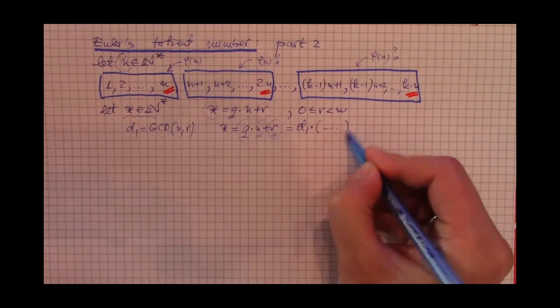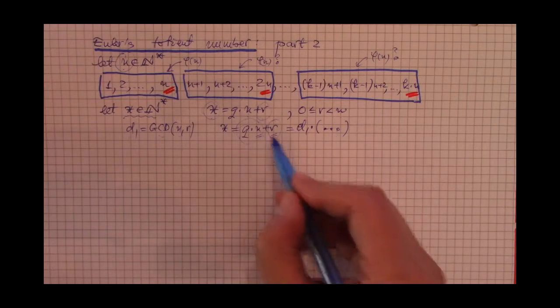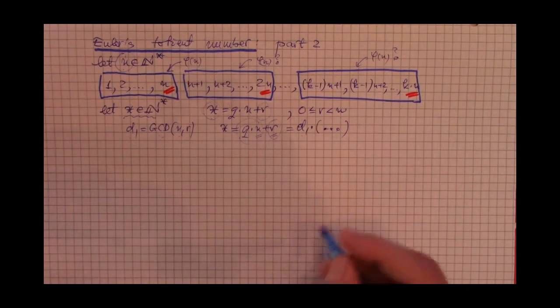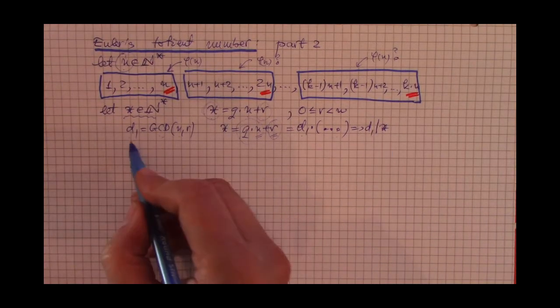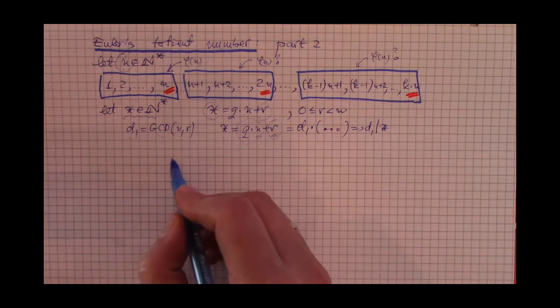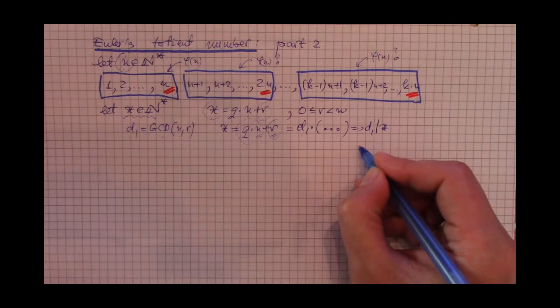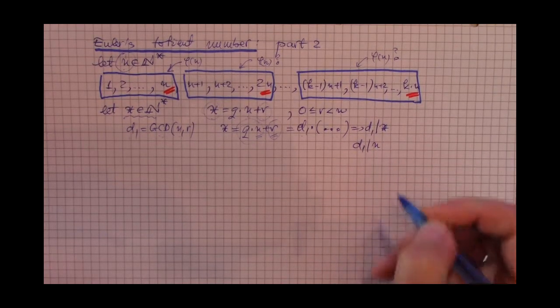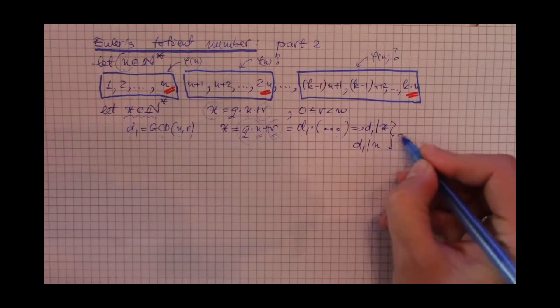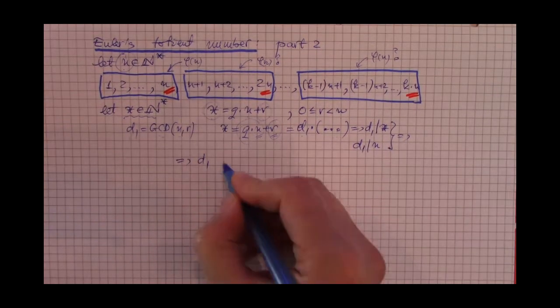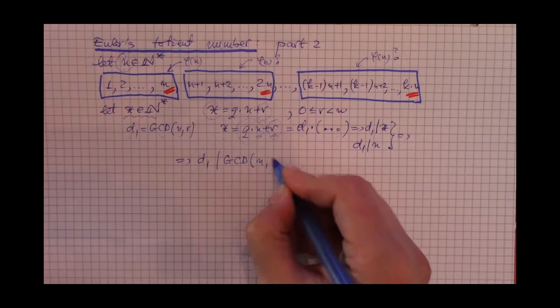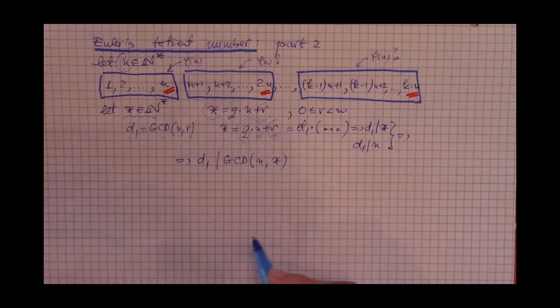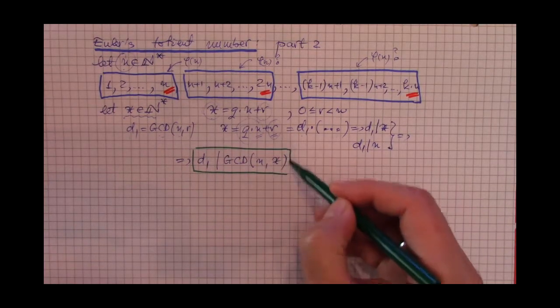So we're going to have a natural number here. So x is d1 times this natural number, which means that d1 divides x. d1 also divides n, which means that d1 is a divisor of the greatest common divisor between n and x. It's interesting. Let's put this into a box, because this is an interesting relationship that we got.